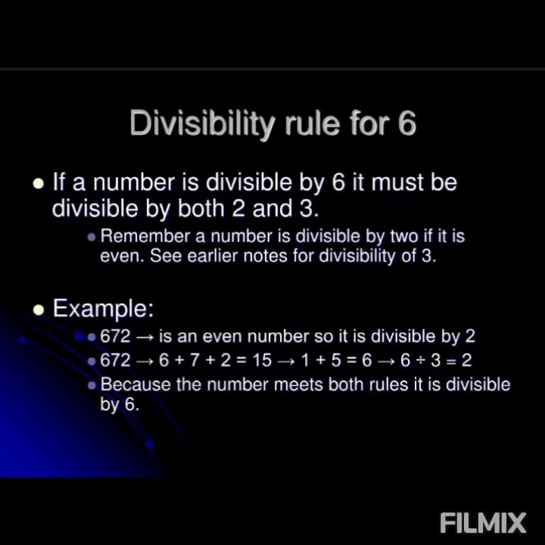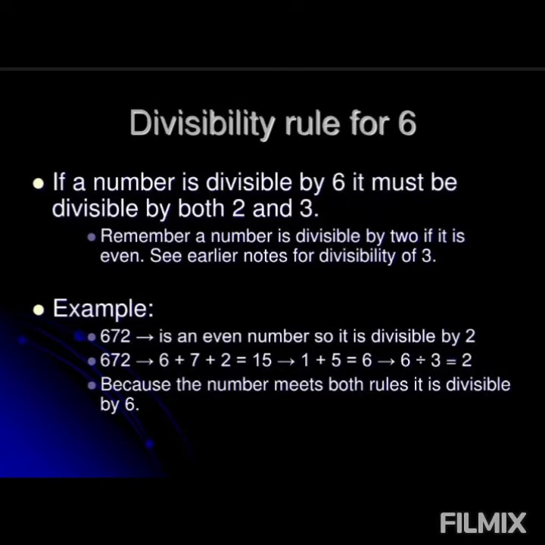Now let us learn more about the divisibility rule for 6. If a number is divisible by 6, it must be divisible by both 2 and 3. It means a number will be divisible by 6 only if it is divisible by both 2 and 3. So if we want to check whether a number is divisible by 6, first we have to check that the number is divisible by 2 and it should be divisible by 3 also. If it is divisible by both 2 and 3, it means that number is divisible by 6 also.